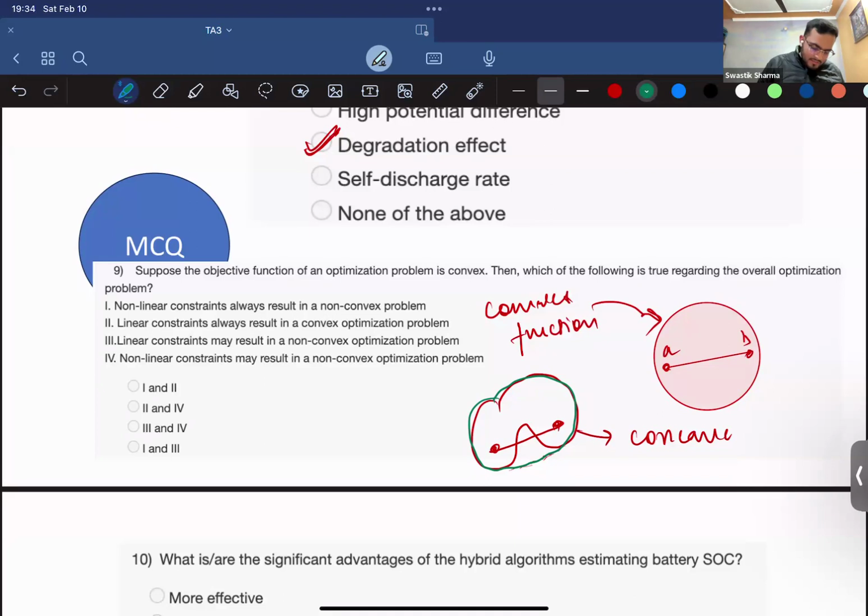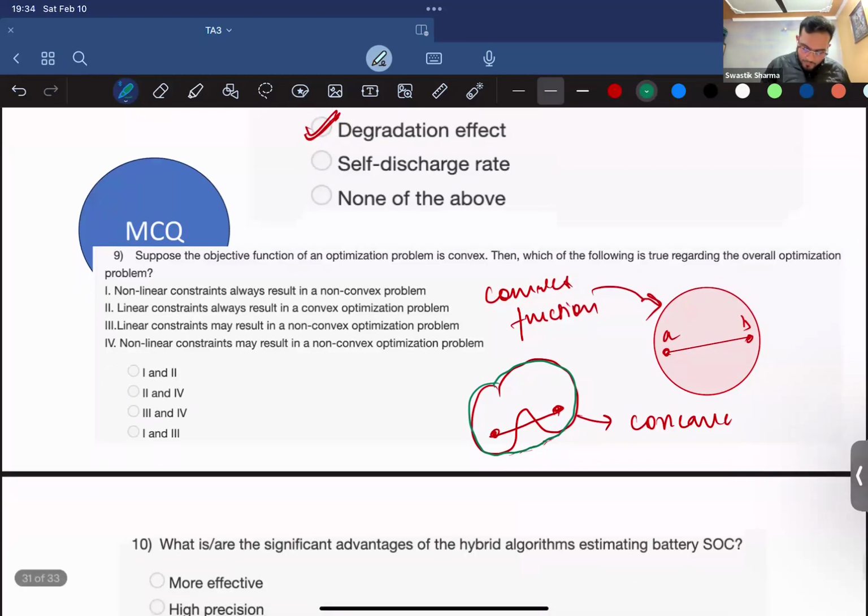So it's saying non-linear constraints always result in a non-convex problem. I told you, an equation of a circle or a function of a circle is generally non-linear, but it is a convex function, right? So you can't always say that it will always result in a non-convex function. So this is a false statement.